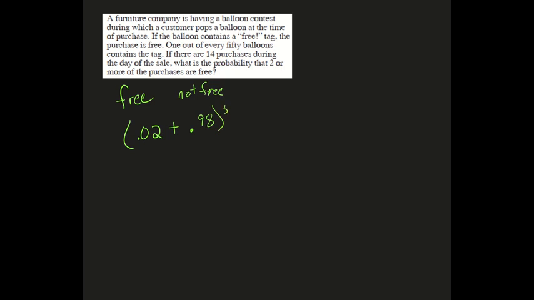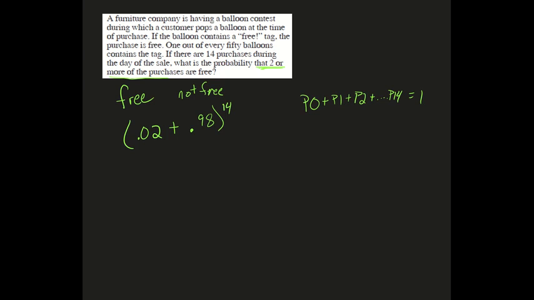We are raising that to the 14th because there are 14 purchases during the day of the sale. So we're looking for the probability that 2 or more of the purchases are free. So what we want to do here is we've got the probability that 0 are free, 1's free, 2's free, and so on up to the probability that all 14 are free. All of those probabilities have to add up to 1 because 100% of the time between 0 and 14 of the purchases will be free.